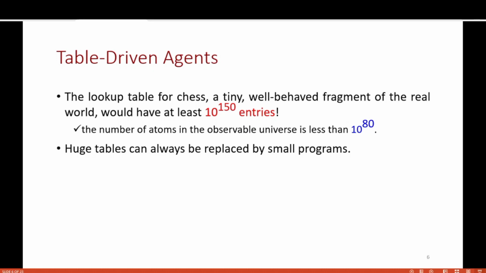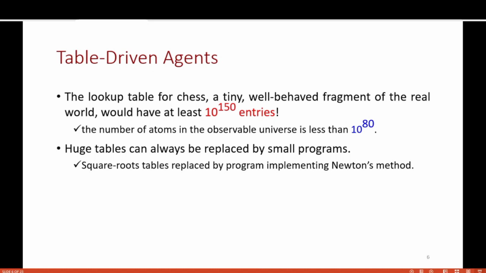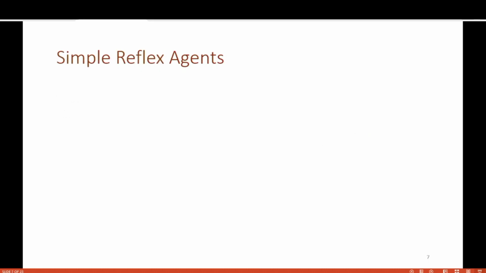That means the number of iterations just increases, but that is a very small program. Okay, so that gives you an idea that we could replace these huge tables by small programs, and that is the idea behind the agents that we are going to discuss right now. That means program based agents, the agents that do not use tables, that use small programs instead of these huge tables.